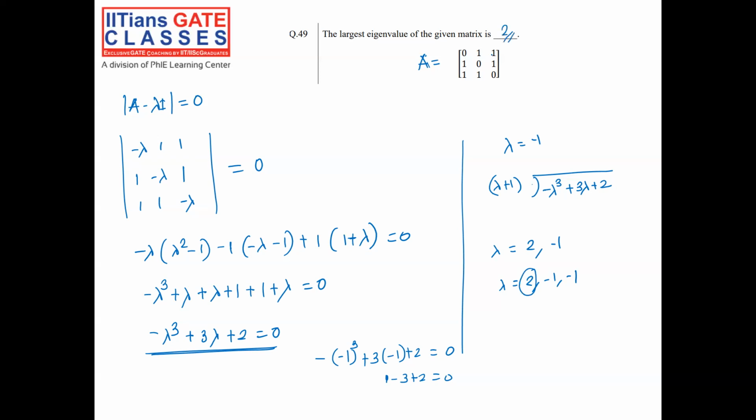Okay. Or else we can just put this 2 into this equation and check whether it satisfies or not. So 2 cube is 8. So minus 8 plus 3 times 2 is 6, plus 2. 6 plus 2 is 8. Minus 8 plus 8 will get cancelled. So 2 is again the eigenvalue, and that is the maximum eigenvalue in this case. Okay.